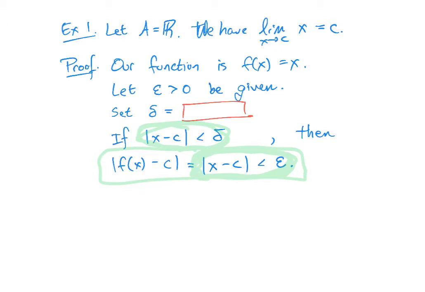So you can see from this that what we really want to do is we just want to set delta equal to epsilon. And then we can say if the distance between x and c is less than delta, which is equal to epsilon, then indeed the distance between x and c is less than epsilon. Any questions on that?